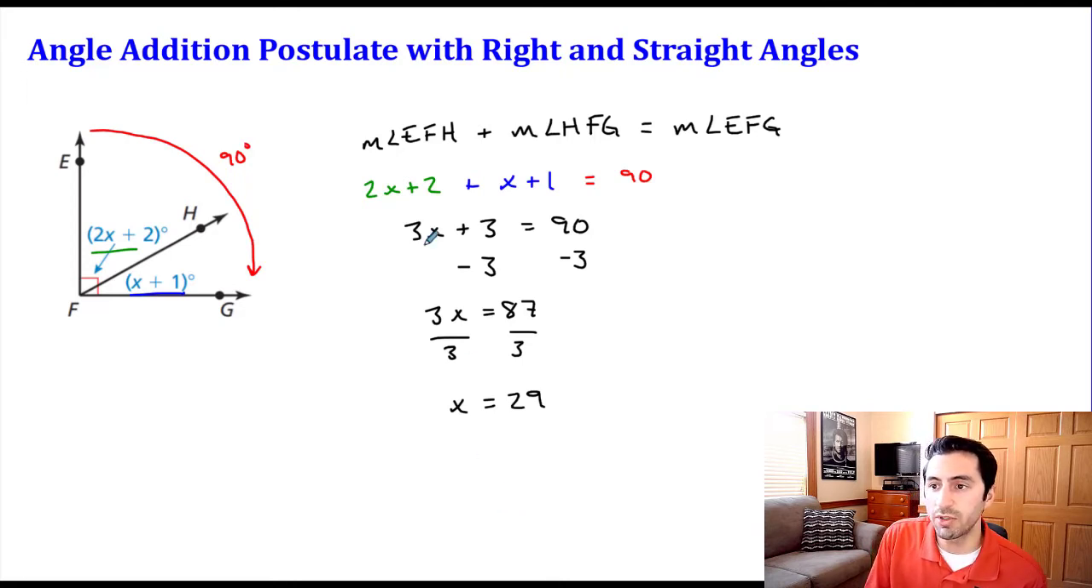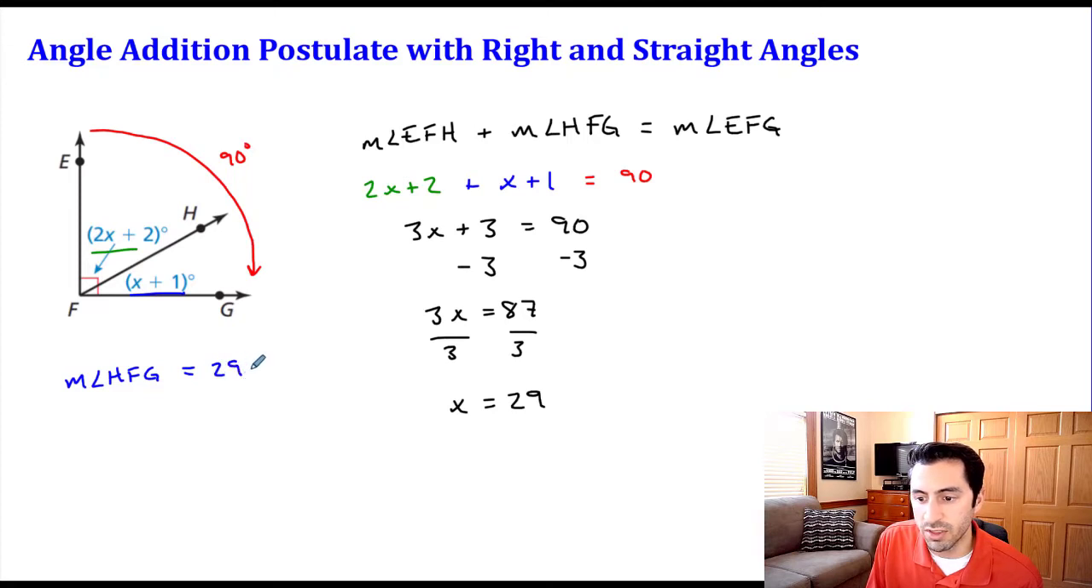So now I can substitute that in. Let's start with the smaller one first. This seems like it's going to be easier to work with. So the measure of angle HFG, instead of x, I'll substitute in 29. So this is just 29 plus 1. So that means this angle has a measure of 30. So this angle here, this is 30 degrees.